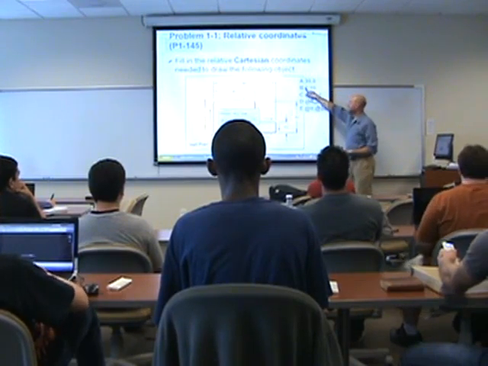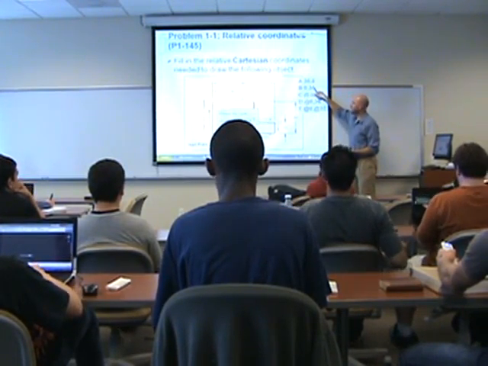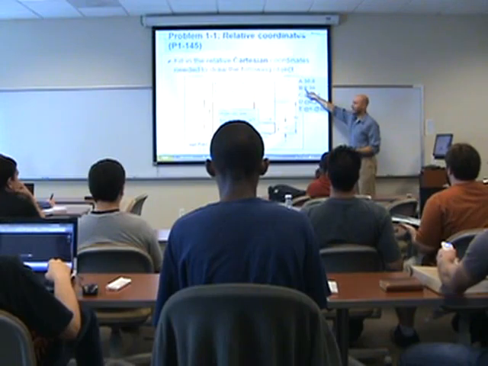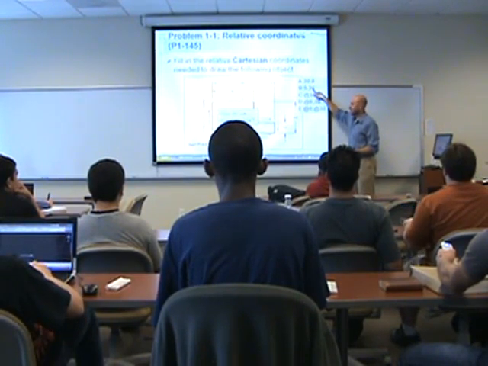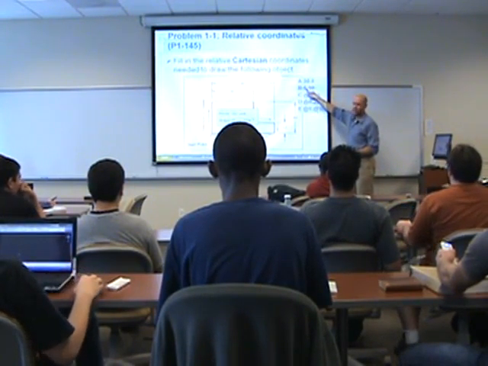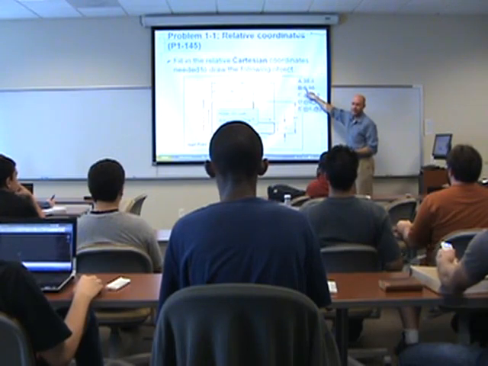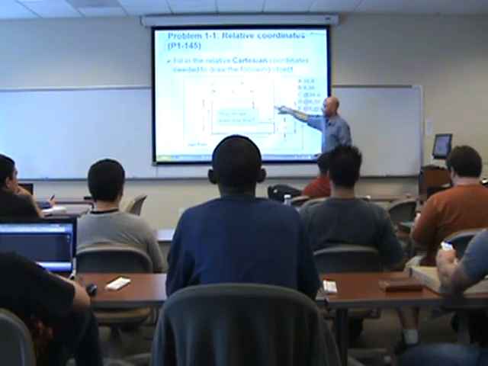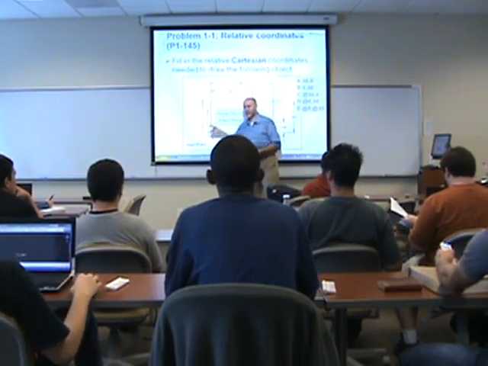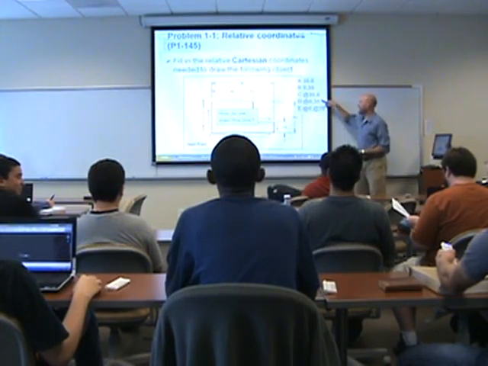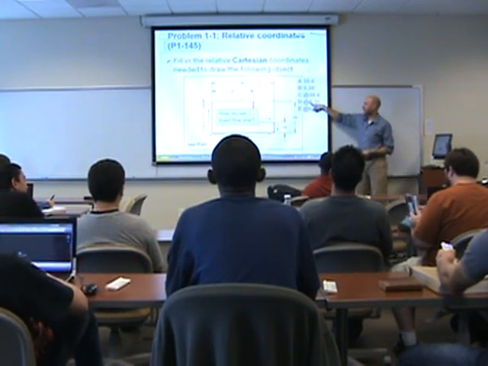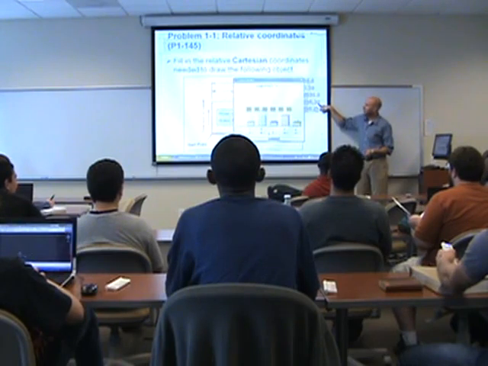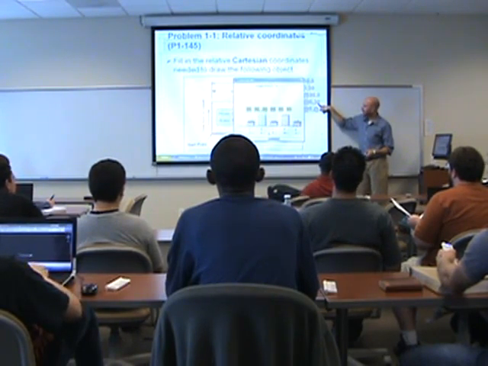So B is 0, 30. This is 0 in the x direction, 30 in the y direction. But that would be relative to the origin. So we want it relative to where we are, so we need the at symbol. So it's not these, because we have no idea where the origin is. And so we have to use at 0 in the x, 30 in the y direction. So the correct answer was D.